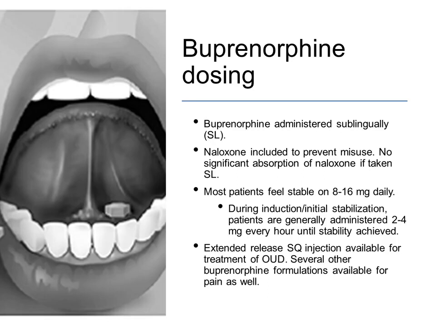During the initial induction stabilization phase, I generally will give patients 2 to 4 milligrams every hour or so until stability is achieved. So it can be dosed in that way. You generally see the effects fairly quickly, within 30 minutes to an hour.